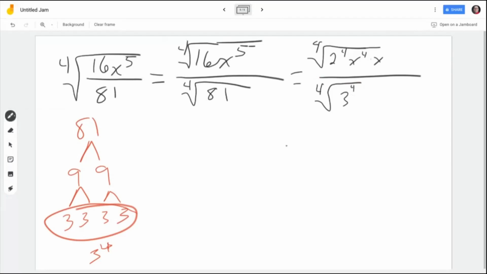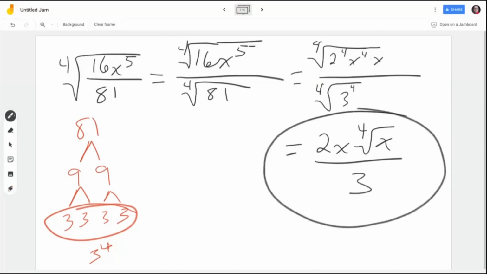So let's work that out. So we're going to take out 2, an x. We're going to be left with an x under the root. So 2x times the fourth root of x divided by, here I got a 4 and a 4. Just going to evaluate that 3. And so the denominator is just going to be 3. And that's going to be that radical simplified. All right, that's it for simplifying radicals.